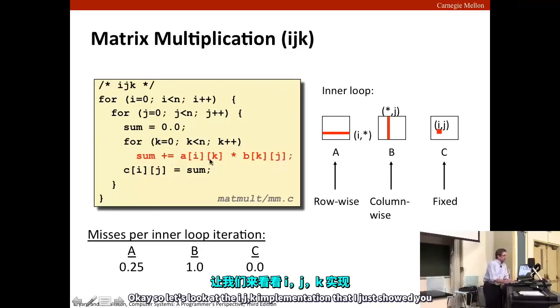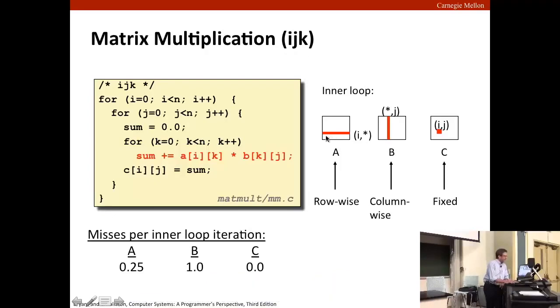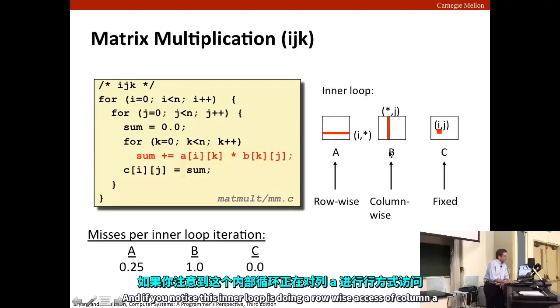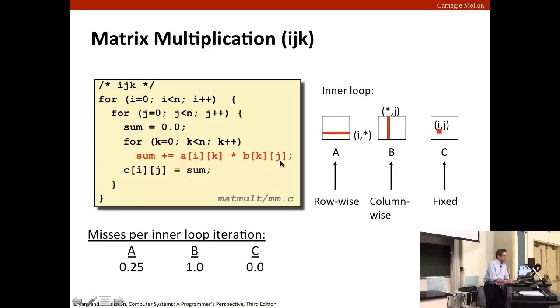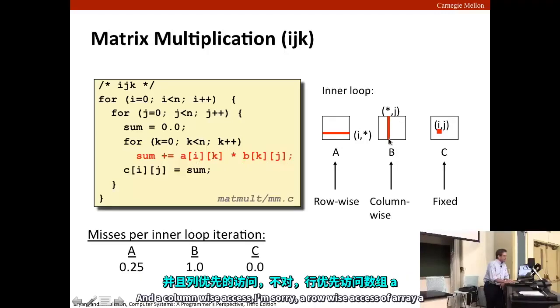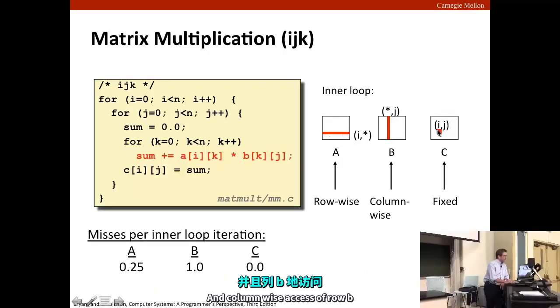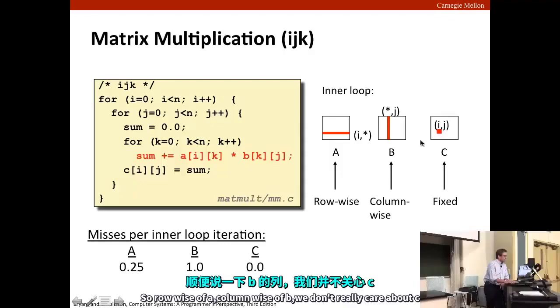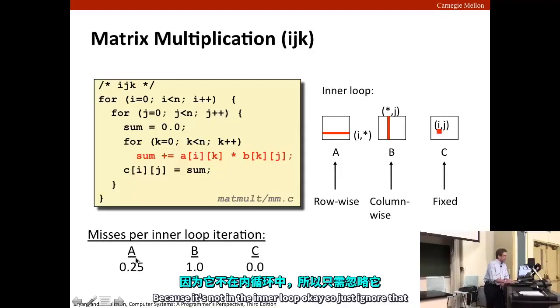So let's look at the IJK implementation that I just showed you. As always, we focus on the inner loop. And if you notice, this inner loop is doing a row-wise access of array A and column-wise access of array B. So row-wise of A, column-wise of B. We don't really care about C because it's not in the inner loop, so just ignore that.